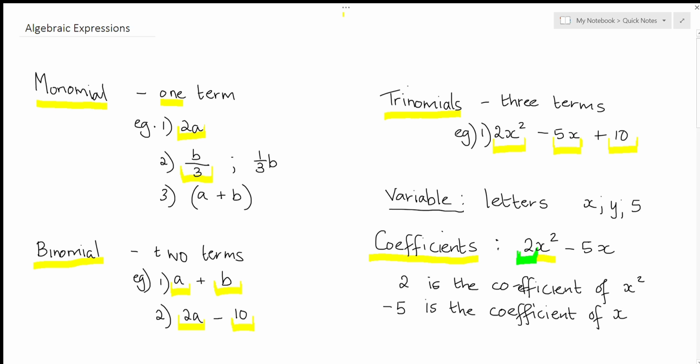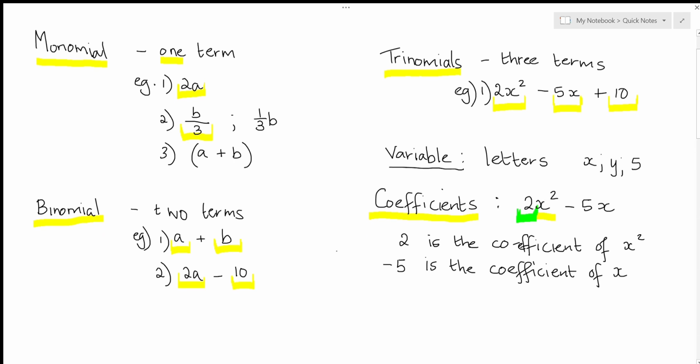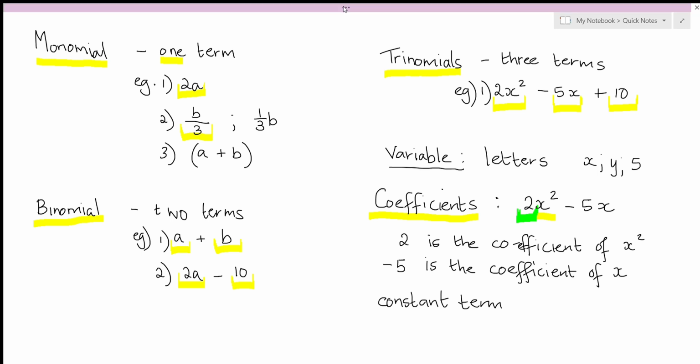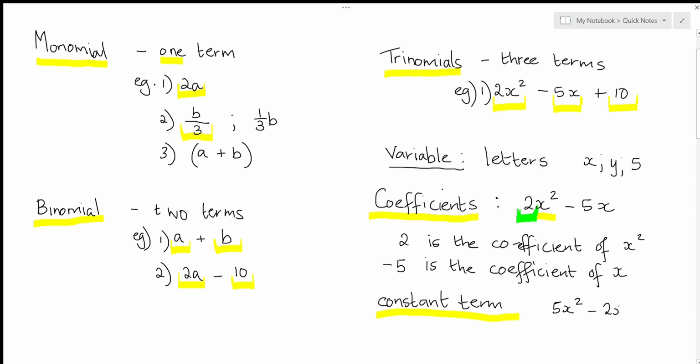Oh, and one more thing that you also need to know is constant. So if you're looking at a constant, and I asked you, what is the constant term? It'd be the term that stood on its own without any letter next to it. So basically a number. So if I gave you an expression like maybe 5x squared minus 2x plus 7, and I said to you, what is the constant term here? And you would write out 7.